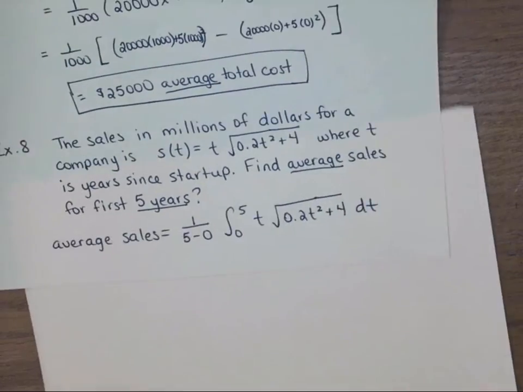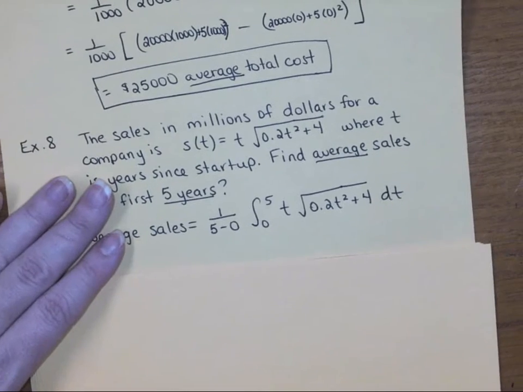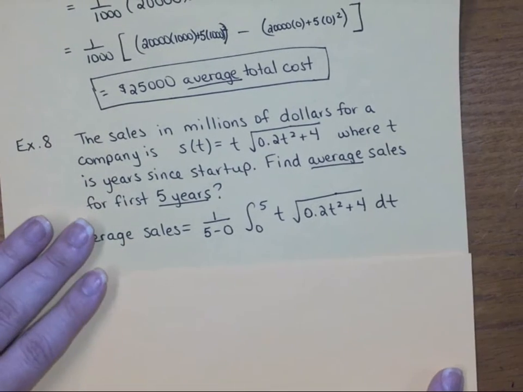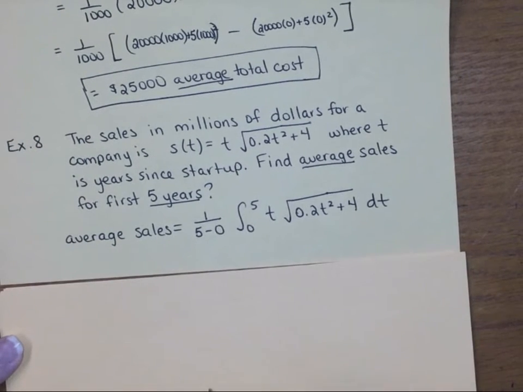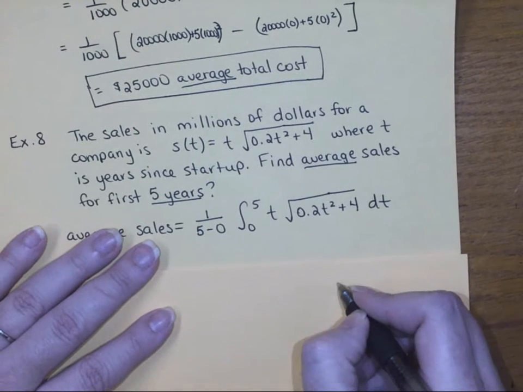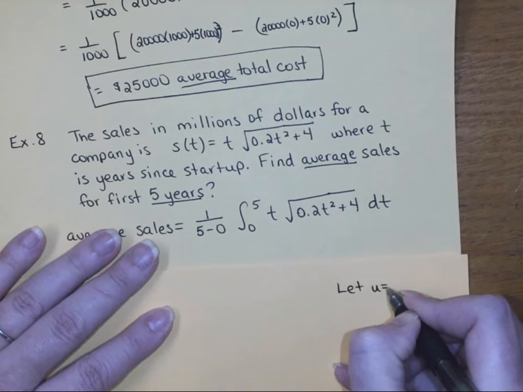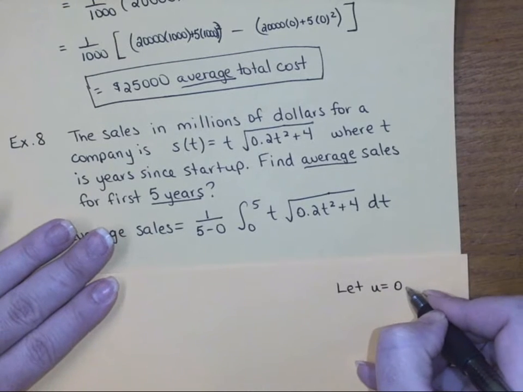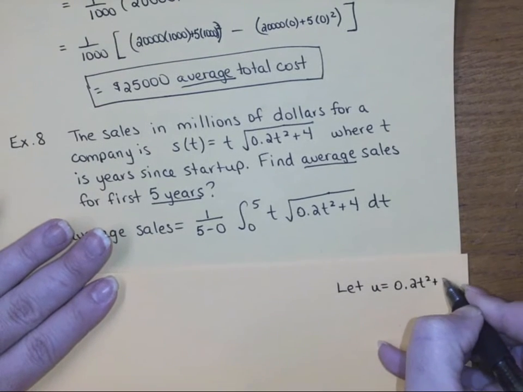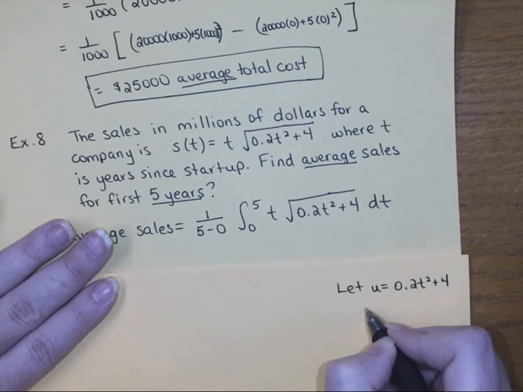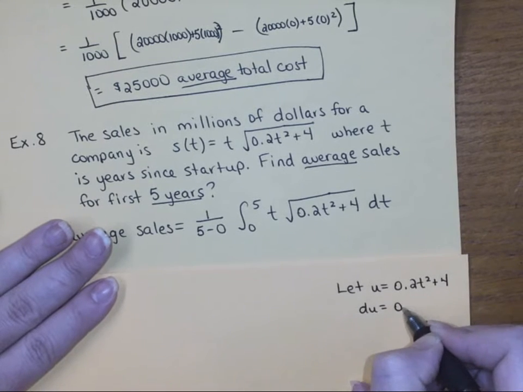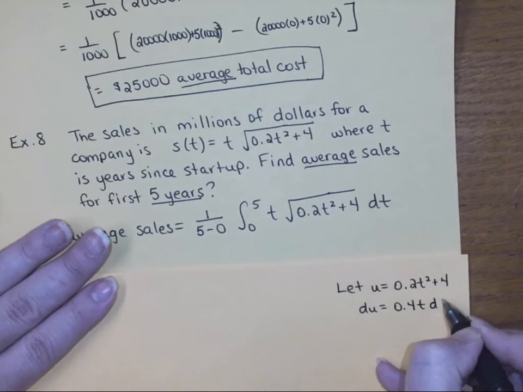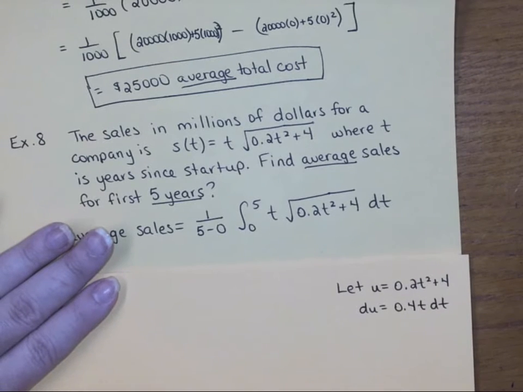Now notice, compare this one to example 7. This one looks more complicated, right? So this is certainly a time where we might want to use substitution. So I'm going to let u be the complicated part. U is going to be 0.2 t squared plus 4. And then notice the derivative would be 0.4 t, and then don't forget the dt.